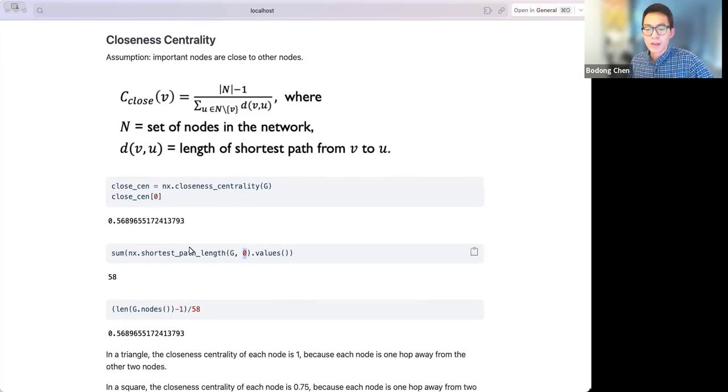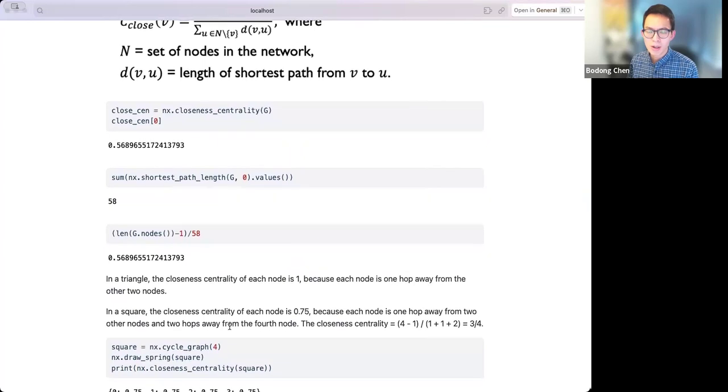And you can follow the same thing. You can manually calculate this by first calculating the total shortest path length. I know it's kind of a mouthful in terms of how much information every sentence has, but you can calculate the total of all the shortest path lengths between this particular node, which is 0, and all the other nodes in the network. You get a total, and then you divide the size of the network minus 1 by that number, and you get the closeness centrality manually.